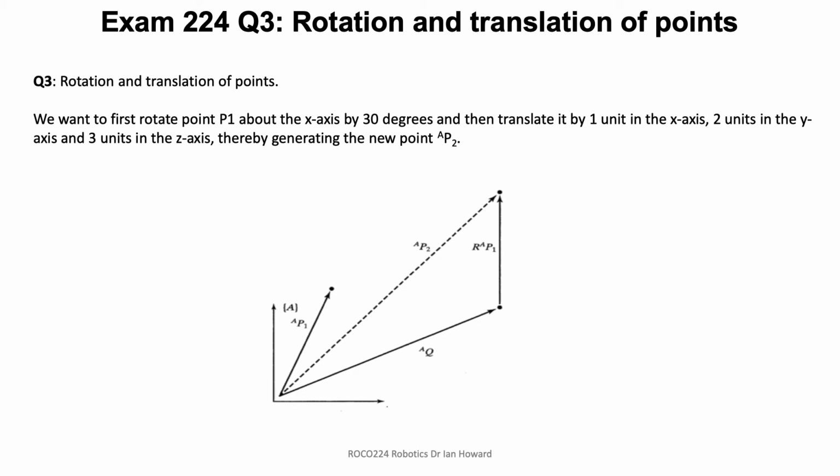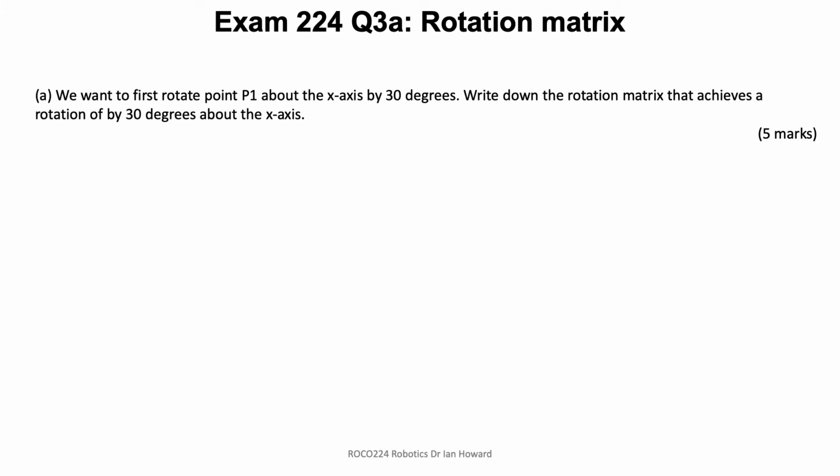Here we're asked to rotate point P1 around the x-axis by 30 degrees and then translate it by 1 in the x, 2 in the y and 3 in the z, generating a new point, which is going to be P2.